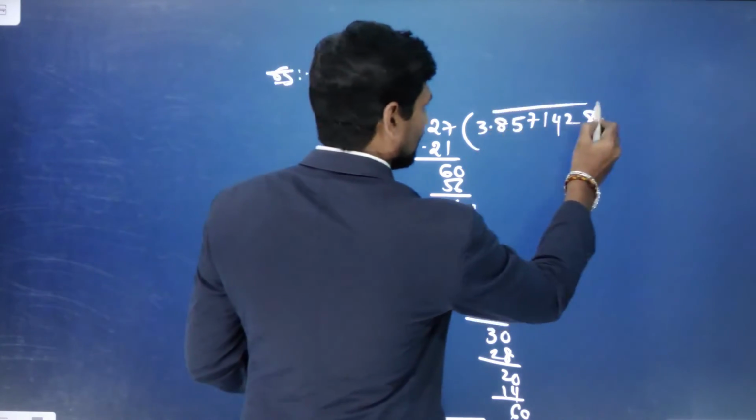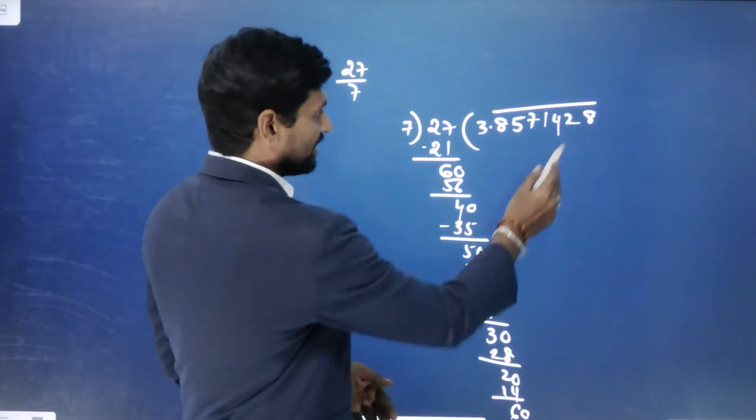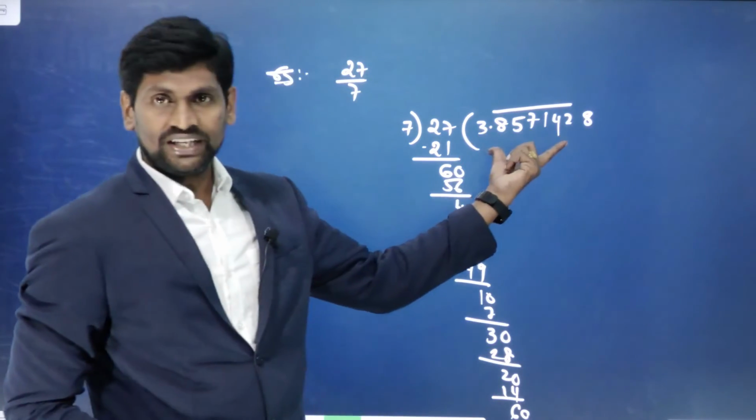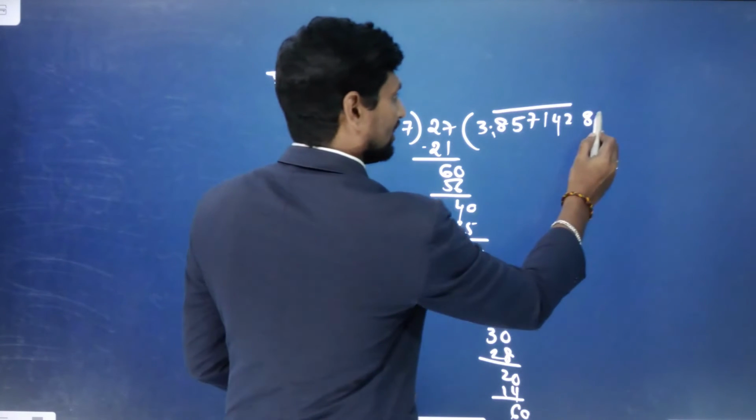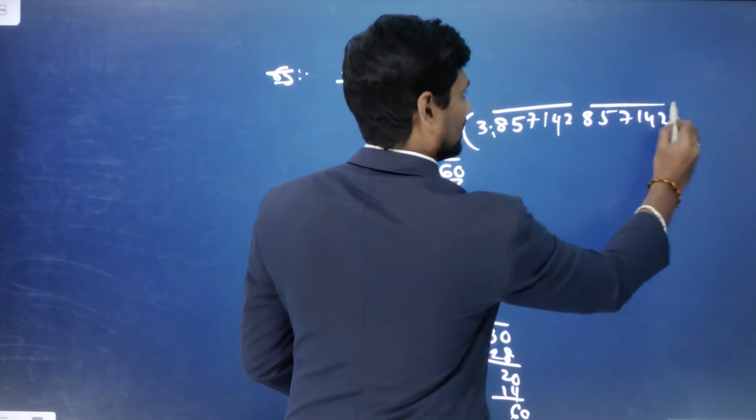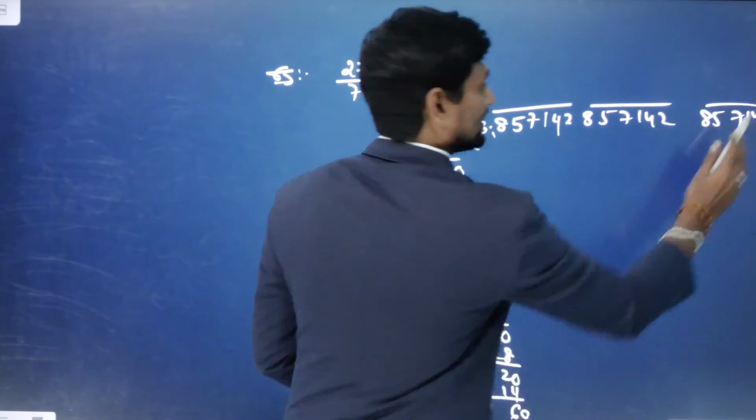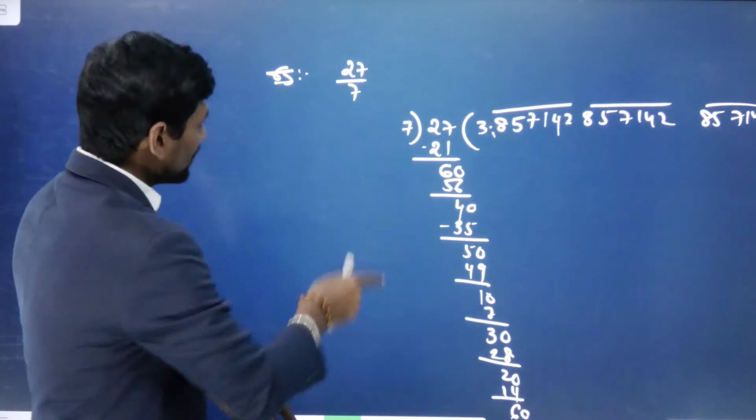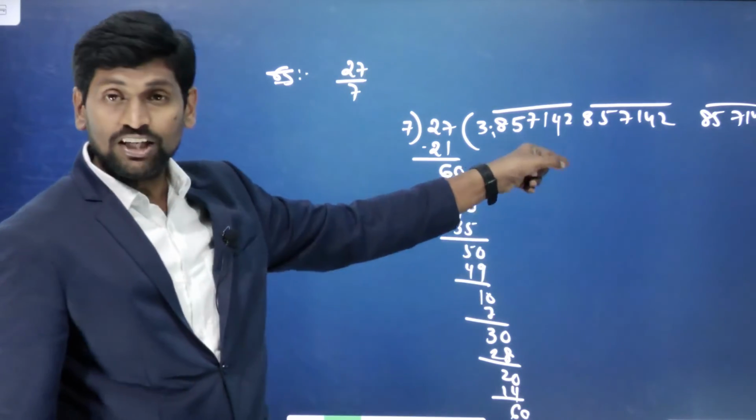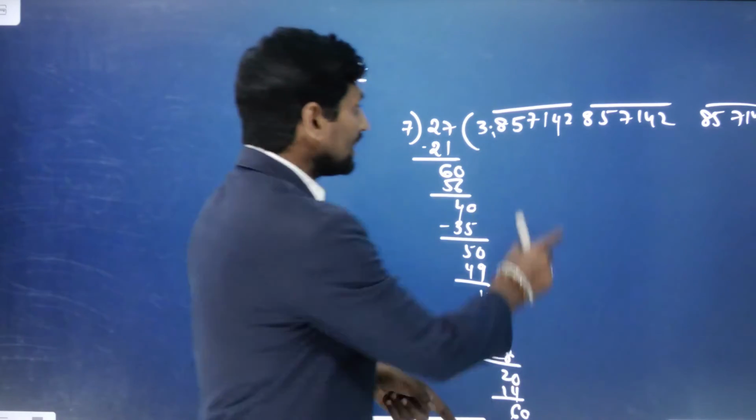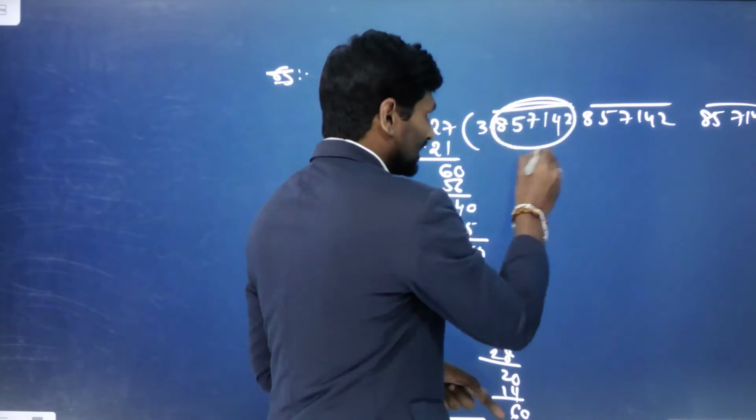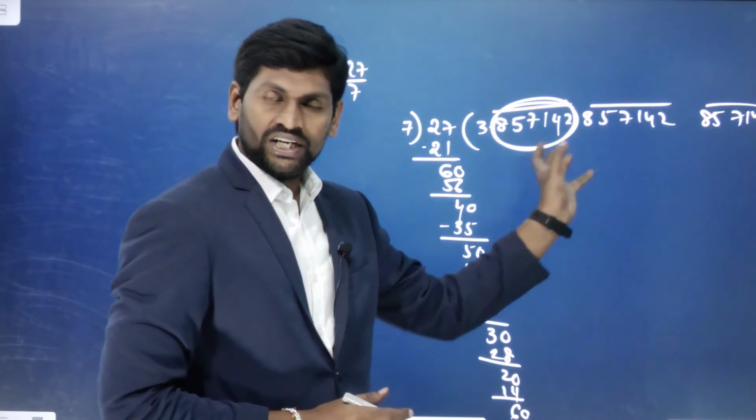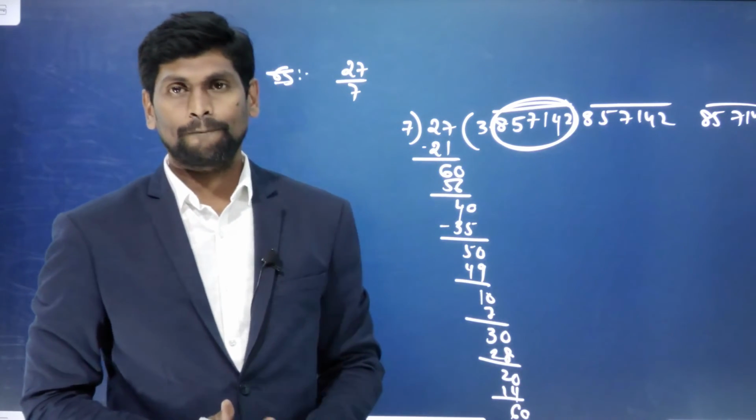That means up to here, it is repeating. When we get the 8 again, that means the period is repeating from here. Again 5, 7, 1, 4, 2. Again 8, 5, 7, 1, 4, 2. The decimal value is repeating continuously like this. It is also in the form of P by Q, but the decimal value is not terminating, and a certain period is repeating continuously. 857142, again 857142, it repeats like that only.